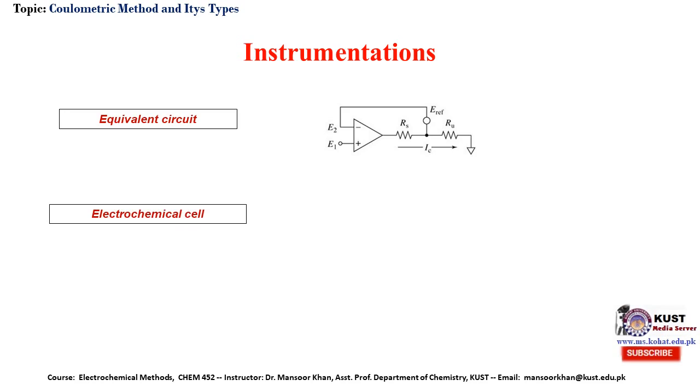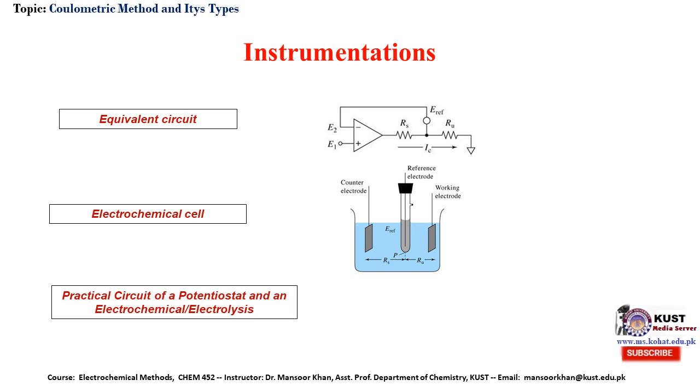The second one is the electrochemical cell. The electrochemical cell is explained in detail in our previous lecture. It consists of an anode and a cathode and also a reference electrode. The image is shown. Reduction takes place at the cathode while oxidation takes place at the anode, and it is an electrolytic cell in which electricity is used to convert into chemical energy, or we can say to make a non-spontaneous reaction occur.